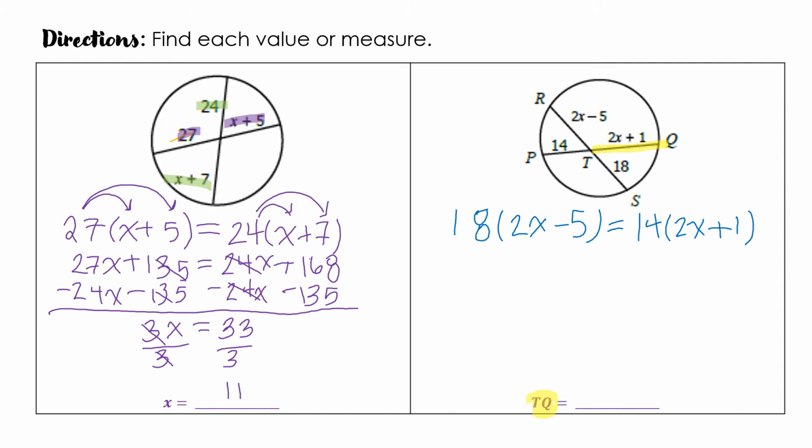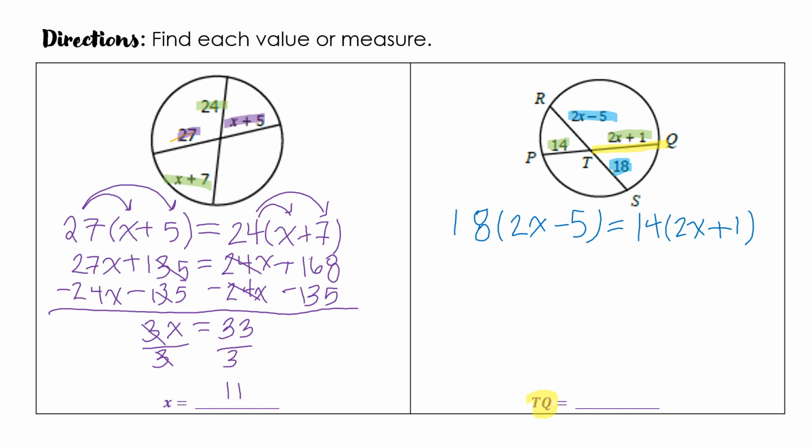It doesn't matter what side you put them on. So you could have done 14 times 2x plus 1 equals 18 times 2x minus 5. It just depends on how you decided to write it. But you have to keep it consistent within the chord. So if you use 18, you have to multiply it by 2x minus 5 because they're part of the same chord. And when you use 14, you have to multiply it by 2x plus 1 because they are also part of the same chord. So don't mix and match the chords. It has to be the parts of the chord.